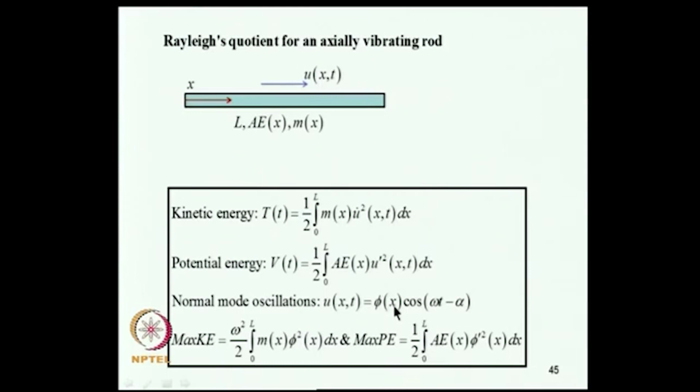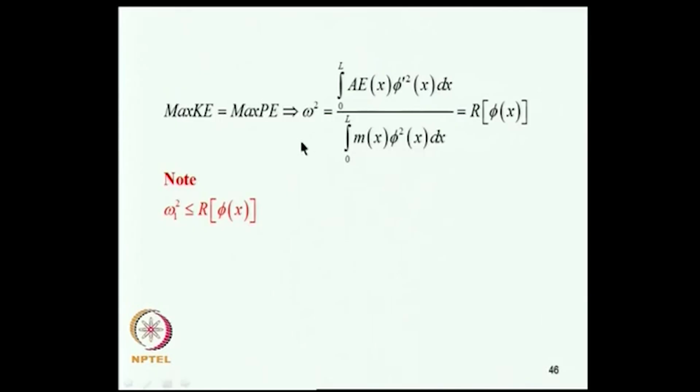So, now I will substitute this into the expression for kinetic energy, and again notice that the maximum value will be reached when cos square omega t minus alpha is 1 and sin square omega t minus alpha is 1 respectively for the potential energy and the kinetic energy. I will get maximum kinetic energy to be this and maximum potential energy to be this. So, these two need to be equal. Based on that, I get the expression for the frequency of oscillation, and this is defined as the Rayleigh's quotient for the axially vibrating bar.